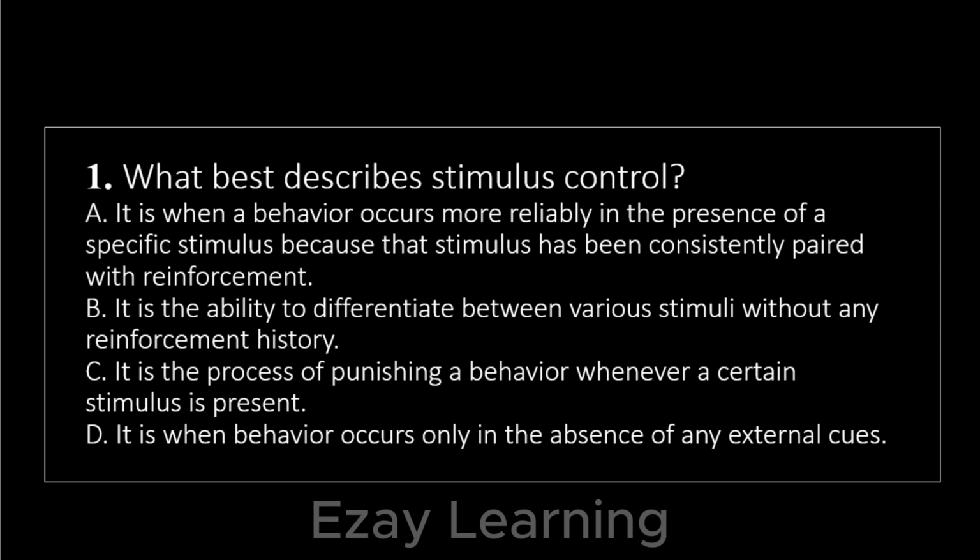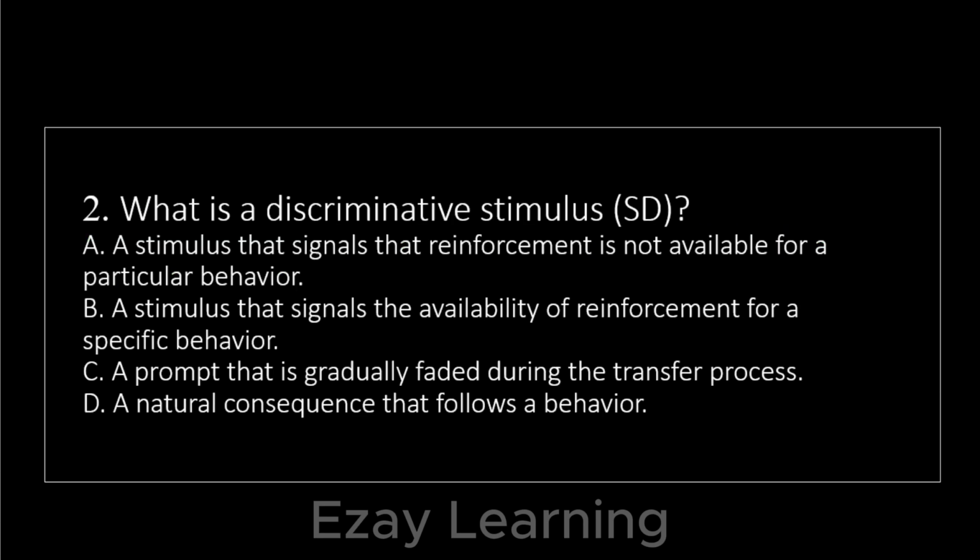Coming towards the MCQs, what best describes stimulus control? It is when a behavior occurs more reliably in the presence of a specific stimulus because that stimulus has been consistently paired with reinforcement. What is a discriminative stimulus? A stimulus that signals the availability of a reinforcement for a specific behavior.